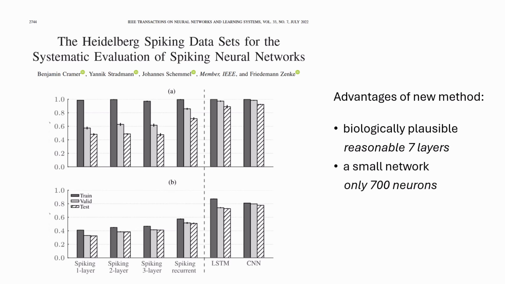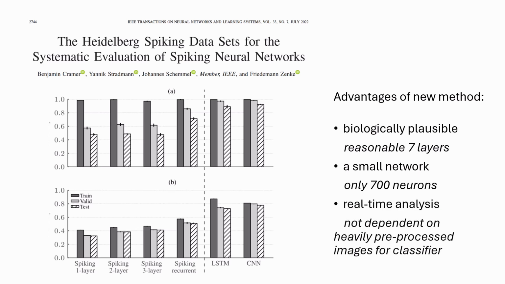This is also a small network. We really only need 100 neurons per layer for a total of 700 neurons. In addition, we're completing real-time analysis, which is not dependent on heavily pre-processed images to train and run the classifier.